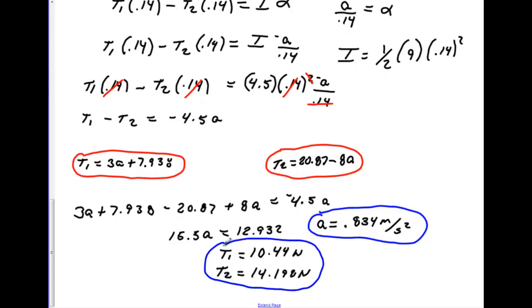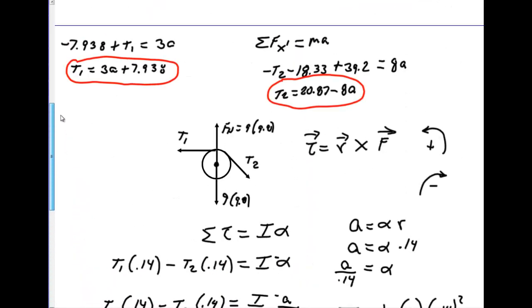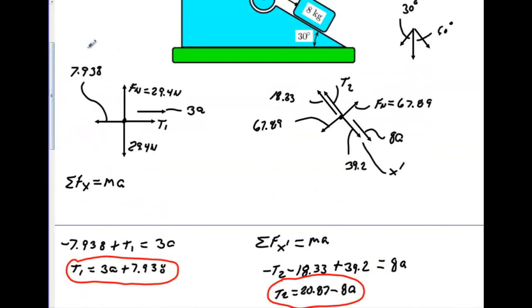Again, the problem looks difficult. It's not too bad. The key to all this, again, is consistency in drawing good free body diagrams. Draw good free body diagrams, label what T1 is going to be. Do the same thing over here, label what T2 is going to be.